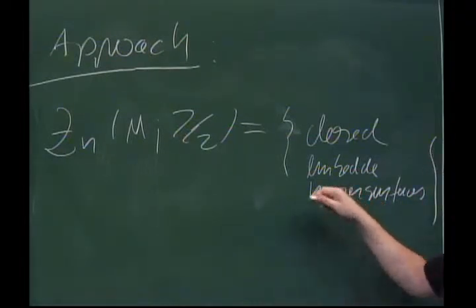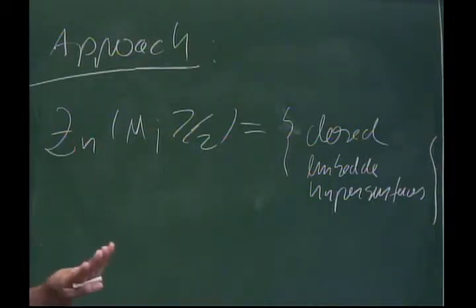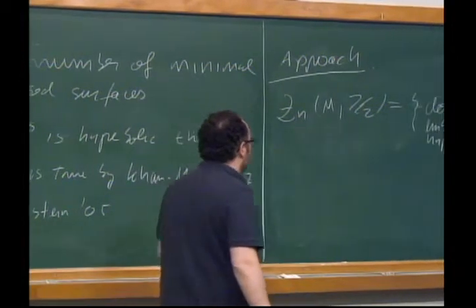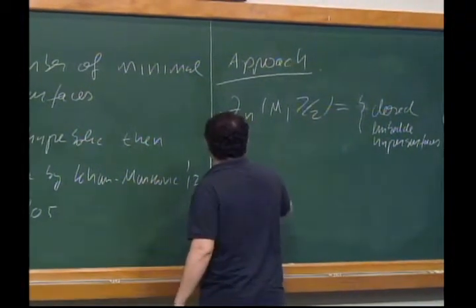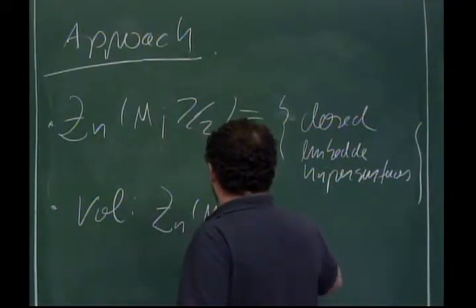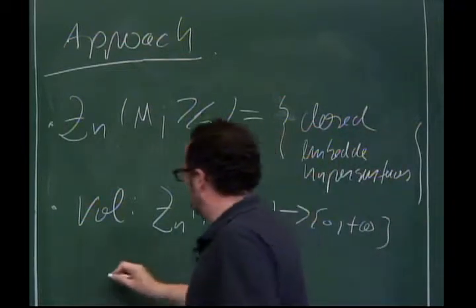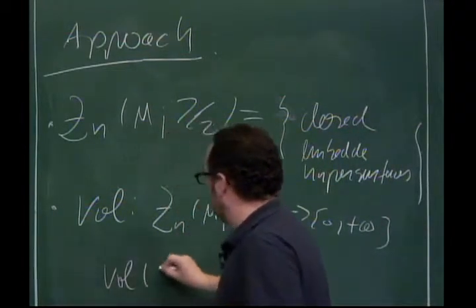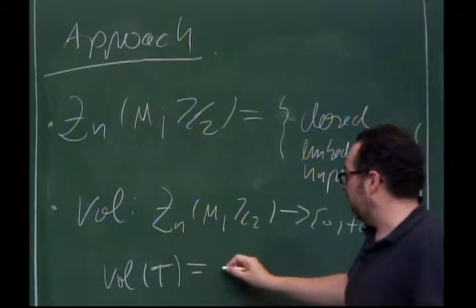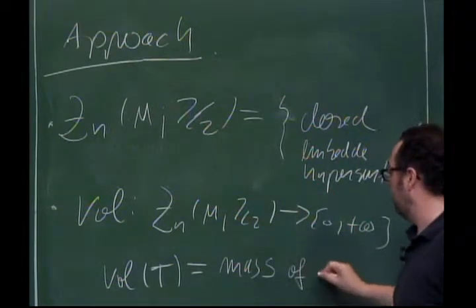And we put Z2 coefficients because we don't care about the orientation. A hypersurface and the same hypersurface with different orientation are the same object. And here, there's a natural functional, which is the volume functional. To any element in this space, the volume of the element, Fernando defined it as, is called the mass. In this setting, the volume is called the mass of T.